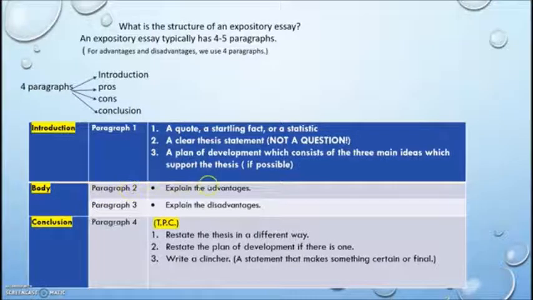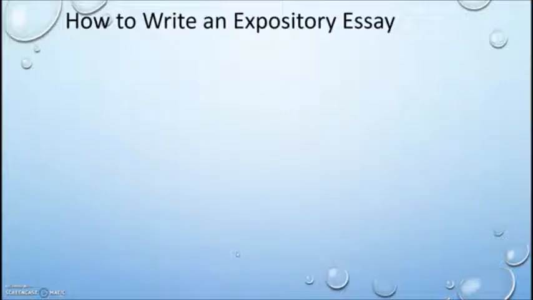In paragraph 2, you need to explain the advantages. In paragraph 3, you explain the disadvantages. Then, in paragraph 4, where the conclusion is, I usually tell students, let's use TPC, which means we need to restate the thesis in a different way, restate the plan of development if there is one. So T is for thesis, P is for plan, and C is for a clincher. A clincher is a statement that makes something certain or final.